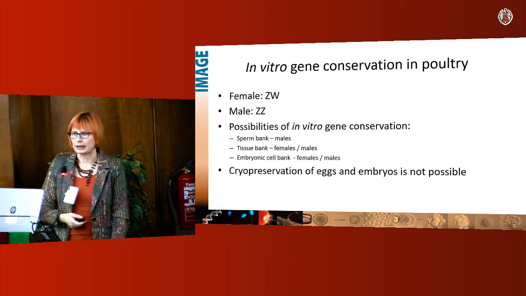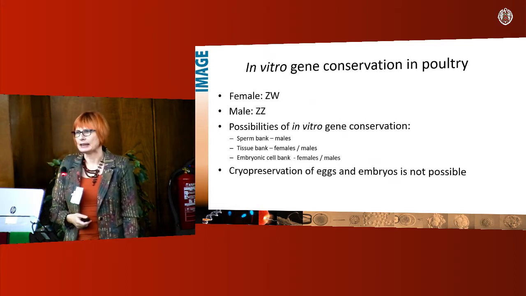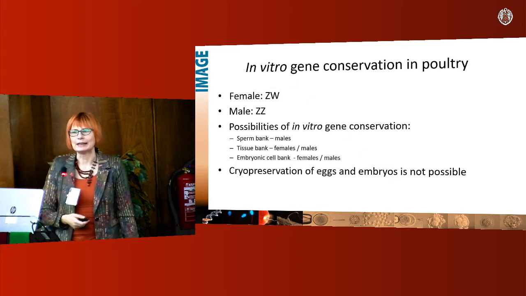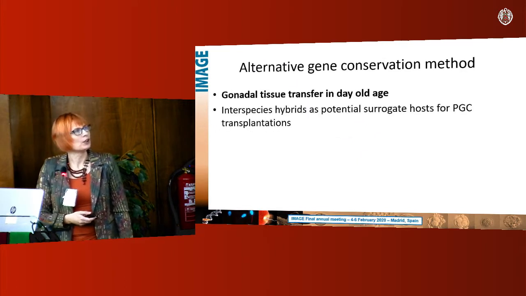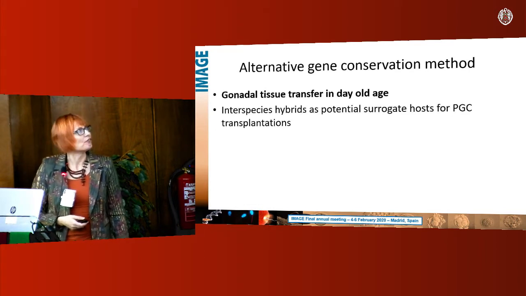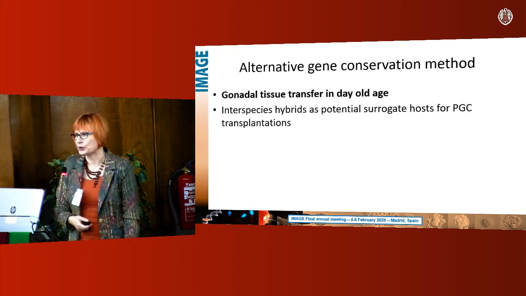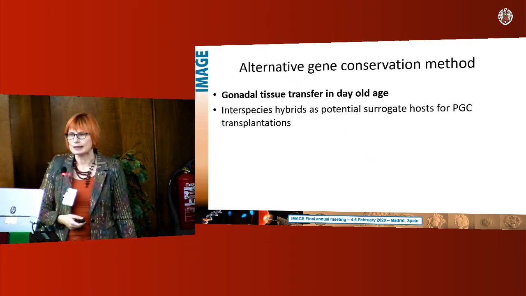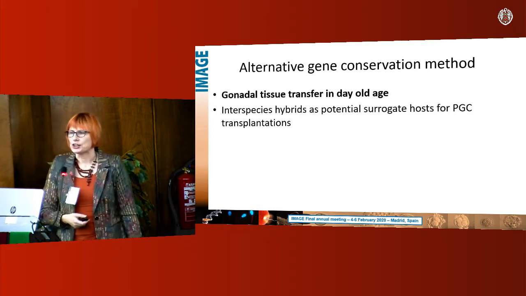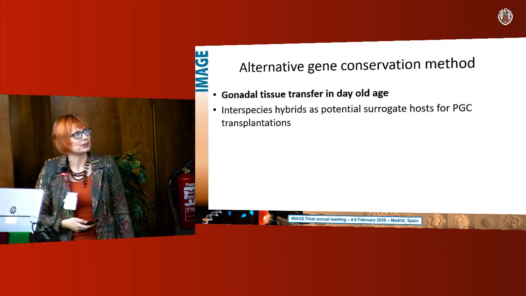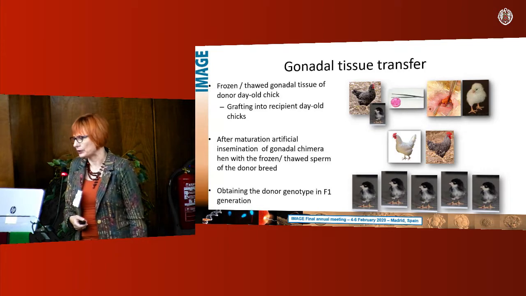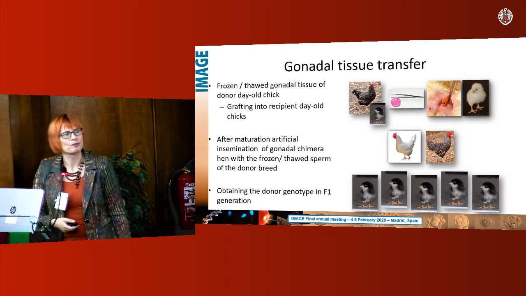In the image project, the task of the Hungarian team was to elaborate alternative methods, how we can keep the female genome. We have two ideas. One of them was applying gonadal tissue transfer, and the second one to create interspecies hybrids as a potential surrogate host of PGCs. At first, I would like to say some words about gonadal tissue transfer.